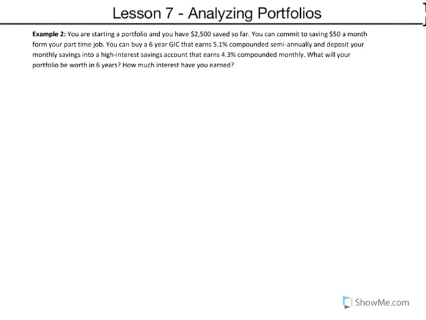Example 2: you're starting a portfolio and you have $2,500 saved so far. You can commit to saving $50 a month from your part-time job. You can buy a 6-year GIC that earns 5.1% compounded semi-annually and deposit your monthly savings into a high-interest savings account that earns 4.3% compounded monthly. What will your portfolio be worth in 6 years?